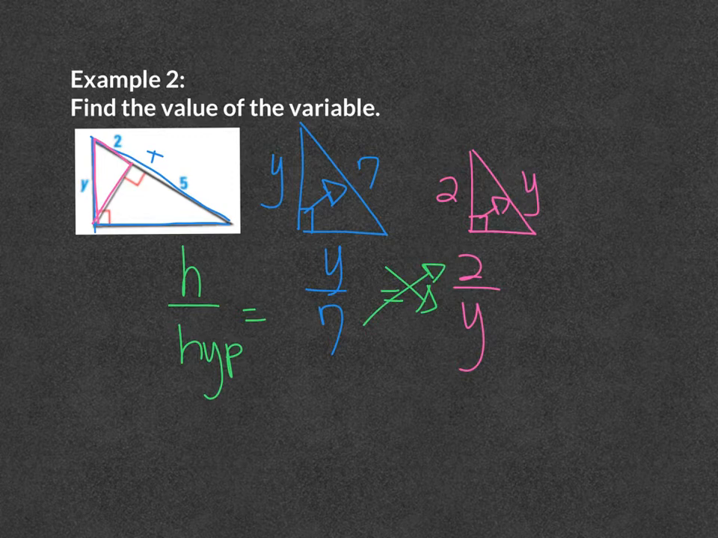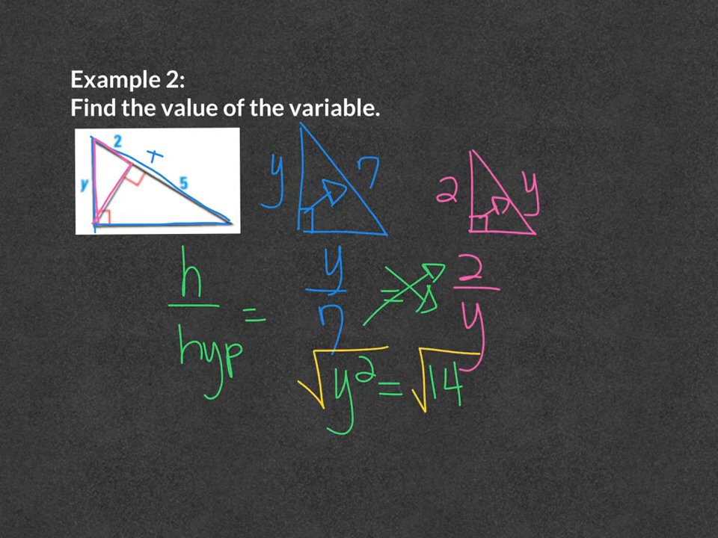So y times y will give me y squared. 7 times 2 will give me 14. In order to isolate y, I need to take the square root of both sides. So the square root of y squared is just y, and the square root of 14 is just the square root of 14. There is no perfect square. So y equals the square root of 14.